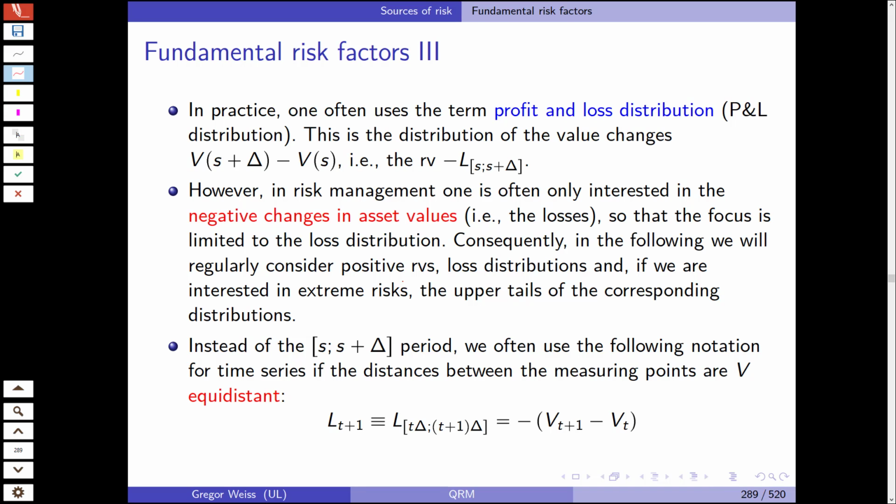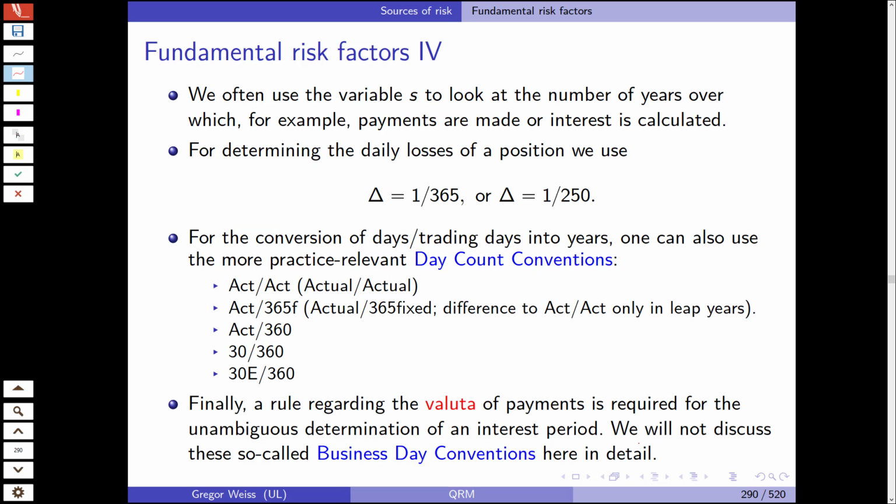So in this case, you will look at loss distributions and you will truncate the profits altogether. Now, instead of this period s until s plus delta, you can standardize this. So you can look at equidistant points in time. So you simply say L t plus 1. You are at t. You're looking at the next point in time, t plus 1. So the loss L t plus 1 is given by minus the future value at t plus 1 minus the value at point t. We also use the variable s to look at the number of years.